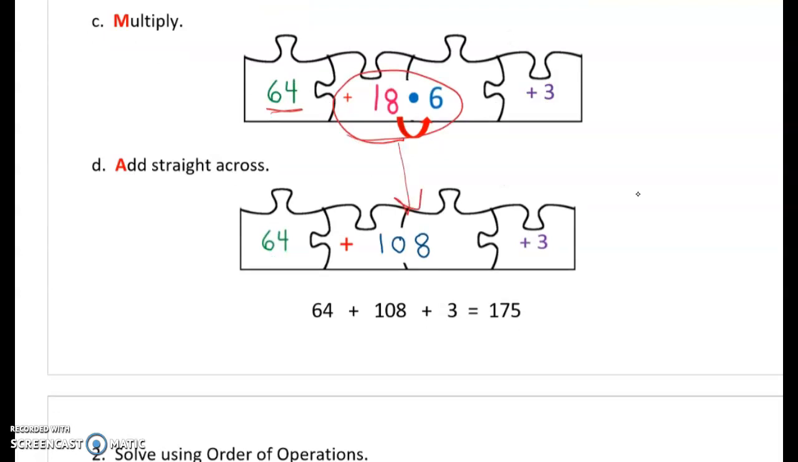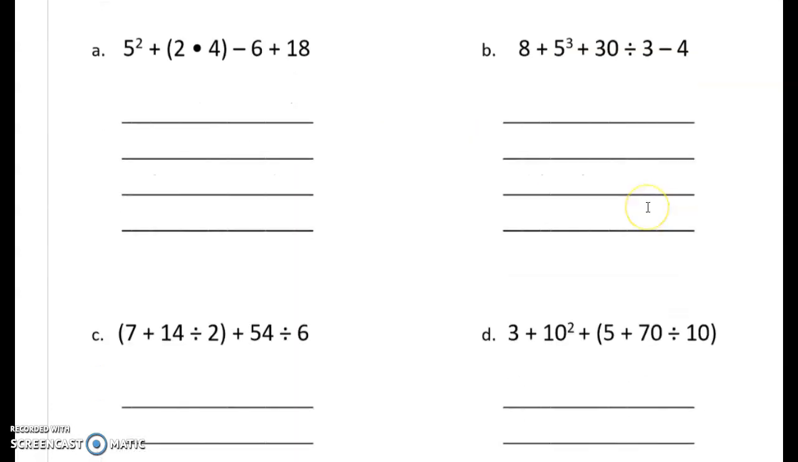Okay, 64 stays the same. There's nothing more I have to do. And the plus 3 stays the same. So now I have this as my new expression: 64 plus 108 plus 3, and that equals 175. Okay?